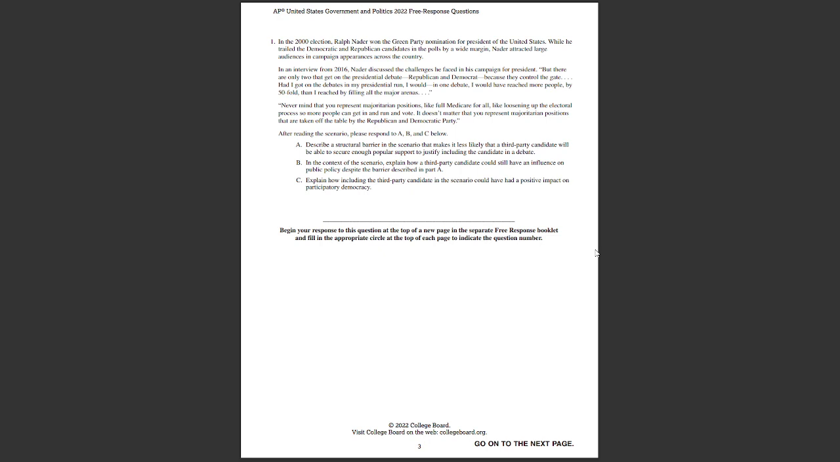So I'd like to discuss some possible solutions to A, B, and C. A is: describe a structural barrier in the scenario that makes it less likely that a third party candidate will be able to secure enough popular support to be included in a debate.